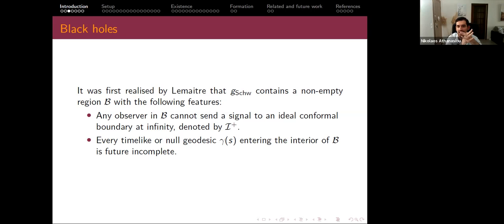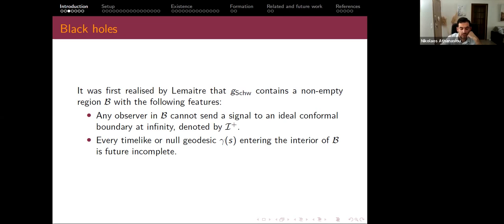It was first realized by Lemaitre in 1932 that the Schwarzschild metric contains an region B with the following features. Any observer that actually enters B cannot send a signal to an ideal conformal boundary at infinity denoted by I plus. And moreover, every light ray or null geodesic that enters B is future incomplete.